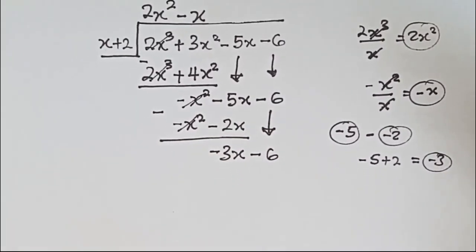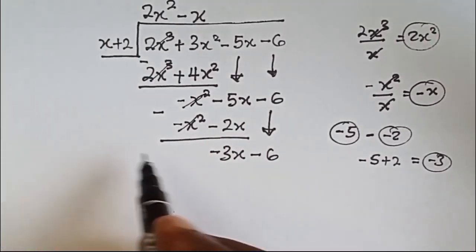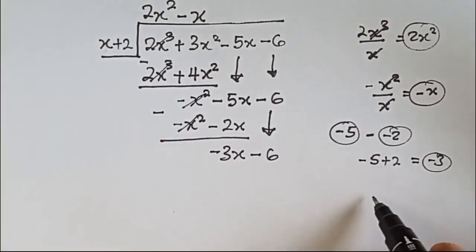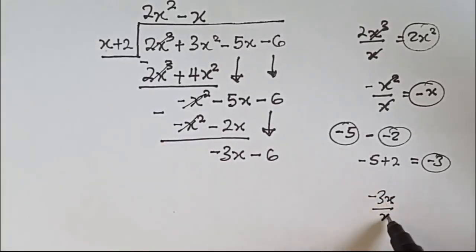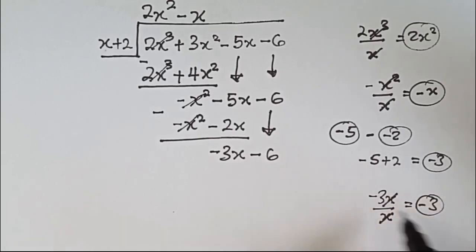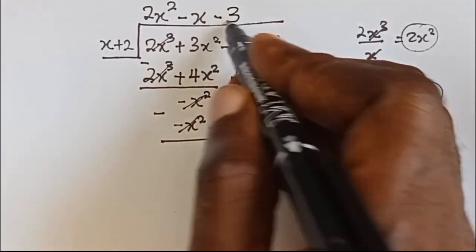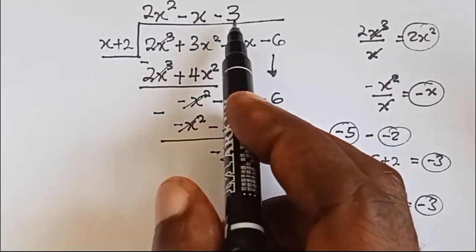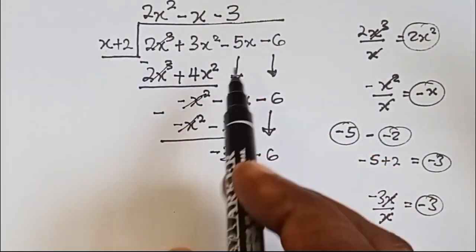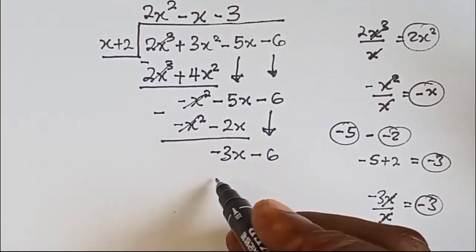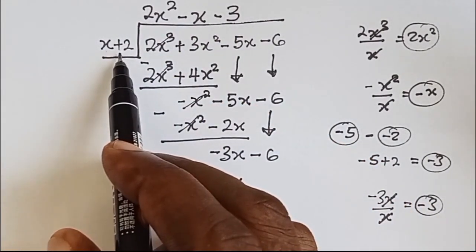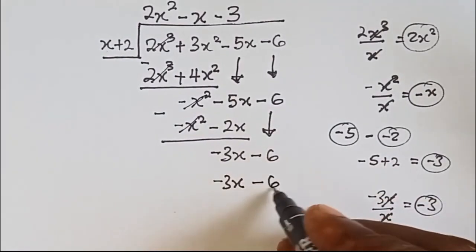Okay, so from here, we repeat the process again for the last time. We are going to divide minus 3x by x. So we have minus 3x divided by x. x cancels x. What do we have? We have minus 3. So we are going to write the minus 3 here. Then we multiply the minus 3 by x plus 2. Alright, so we have minus 3 times x will give us minus 3x. Then minus 3 times plus 2 will give us minus 6.